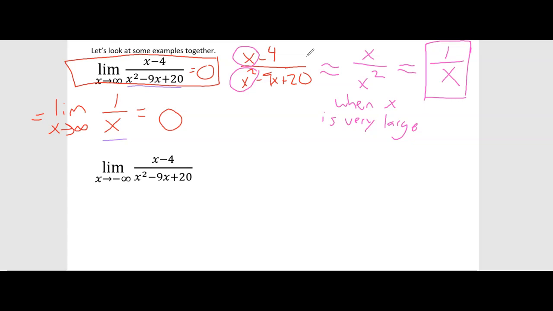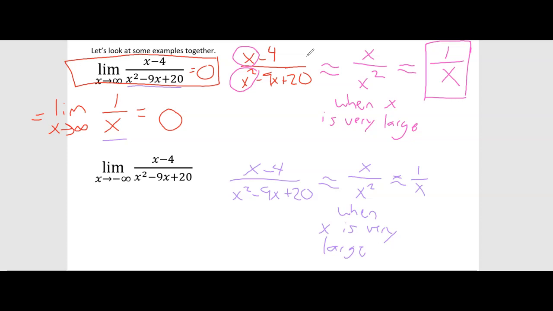Let's look at the limit as x approaches negative infinity. So same idea. I can rewrite the function, and I'm going to apply the same concept I did before. This function's approximately equal to x divided by x squared when x is very large. And again, I can simplify this to 1 over x.